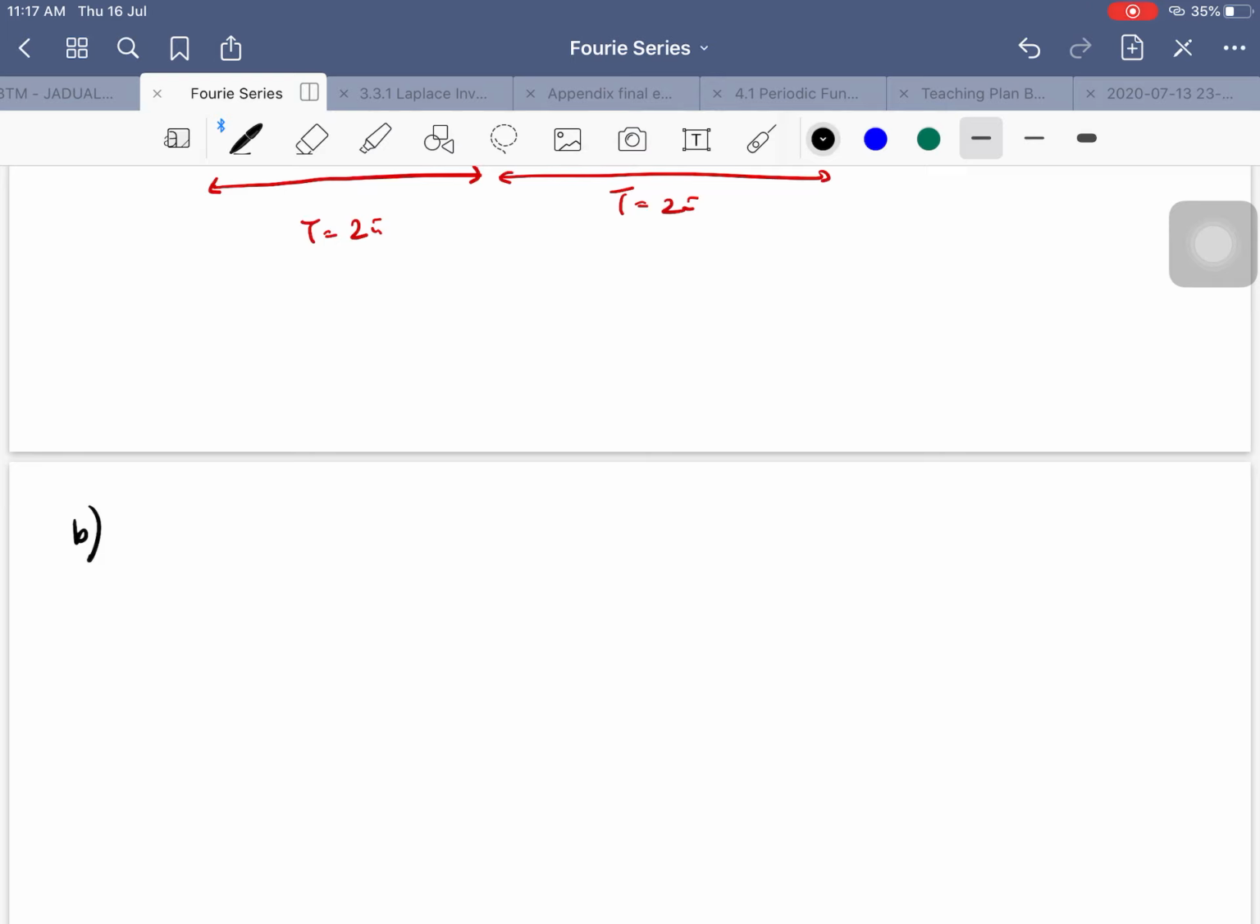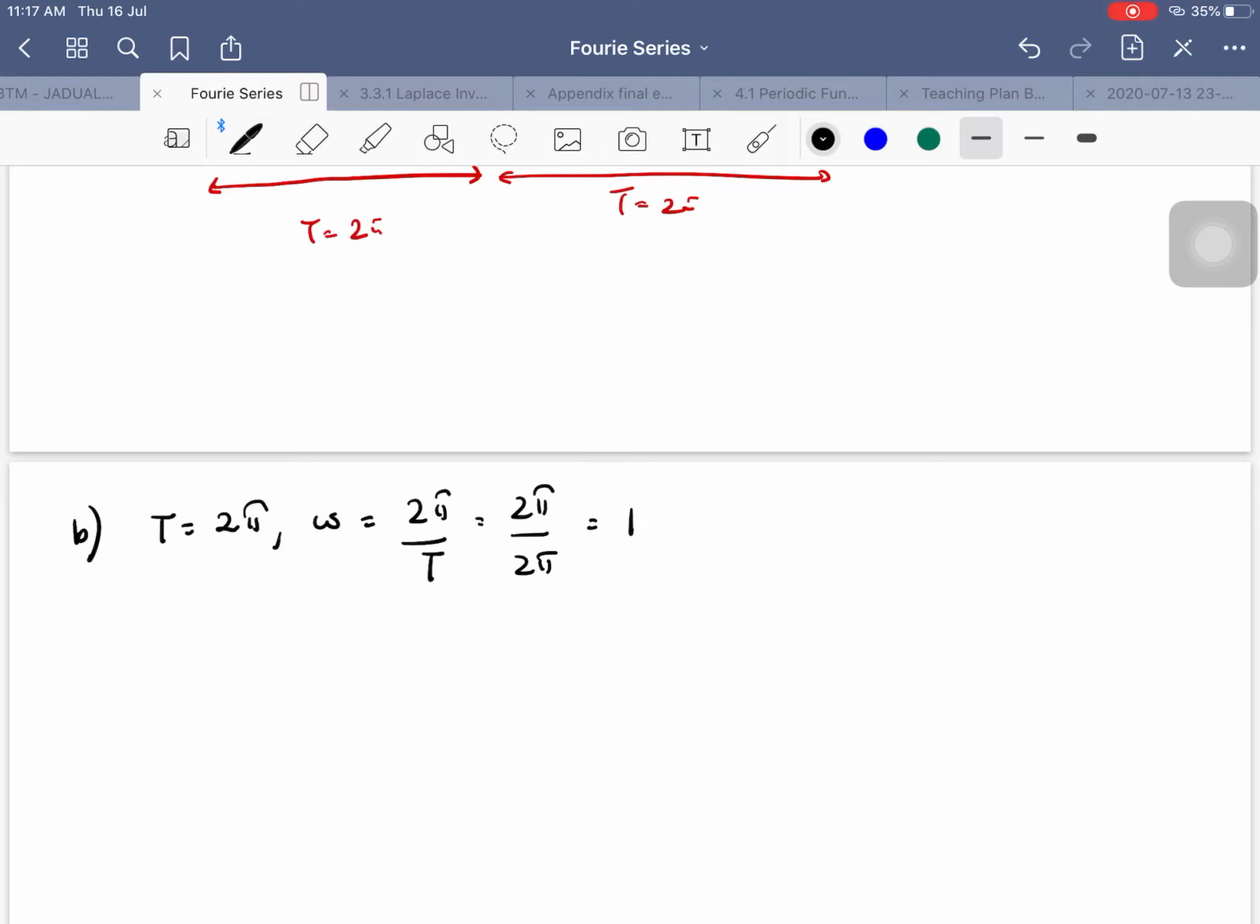Before we start finding the Fourier series, I'm going to start by finding my value of omega. We know from the function that T is going to equal 2 pi. So omega, the formula is given by 2 pi over T, which in this case is 2 pi over 2 pi, and that equals 1. That is my omega value.